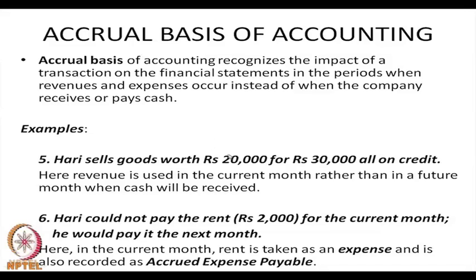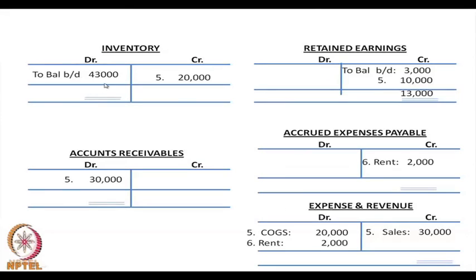So, here his revenue is used in the current month rather than in a future month when cash will be received. A second example is Hari could not pay the rent of 2000 rupees in the current month, he would pay it in the next month. Here in the current month, rent is taken as an expense and is recorded as accrued expense payable. We have shown this here.